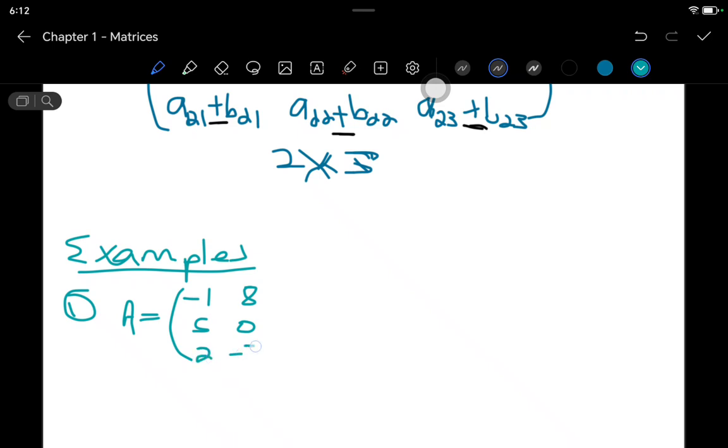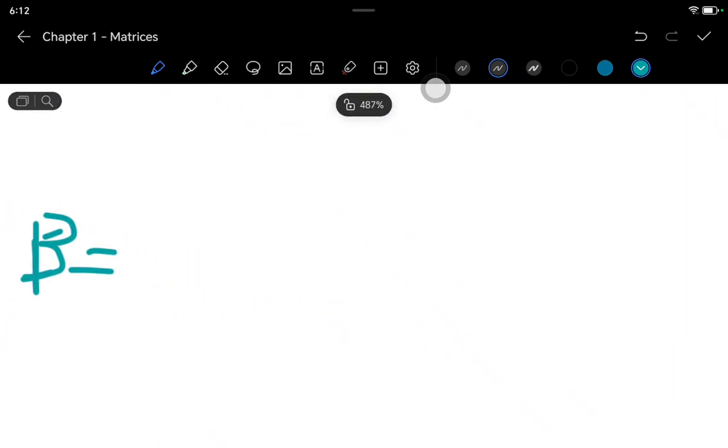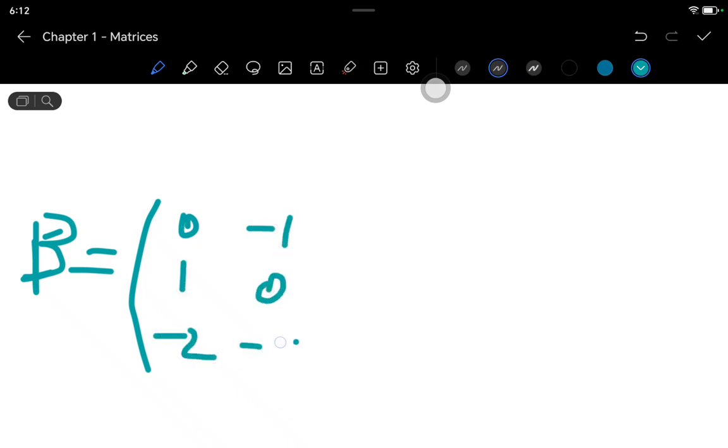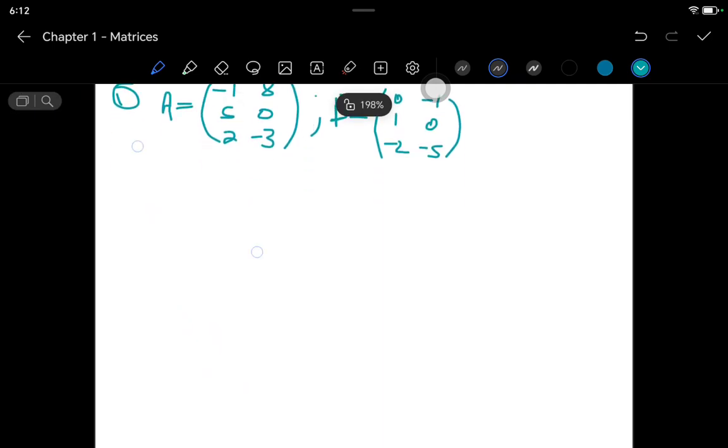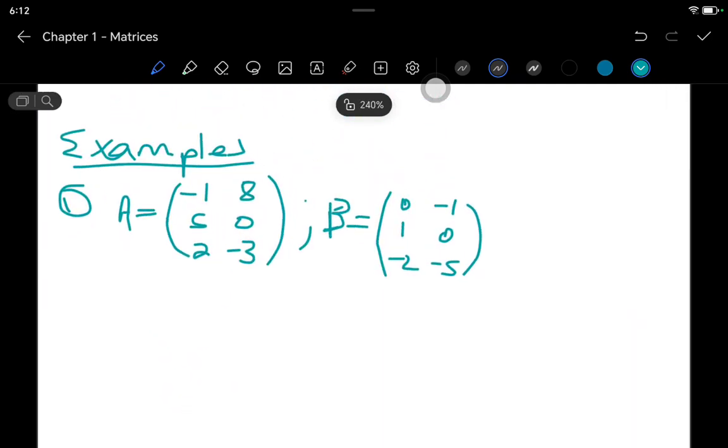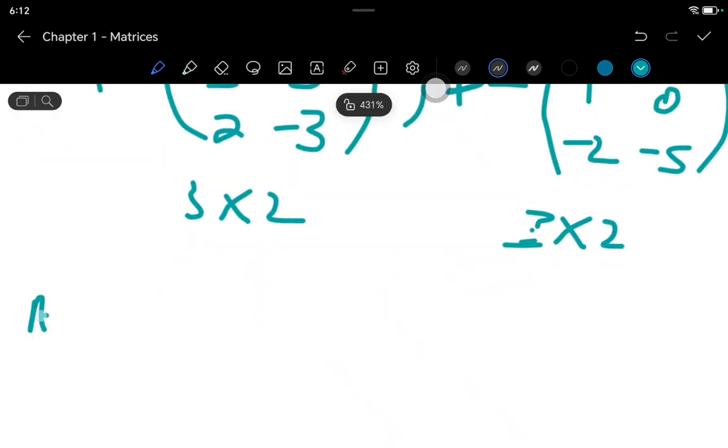We have 2, minus 3. And then B, for B we are given 1, 3, 4. Okay, let me make B to be this. Let's say 0, minus 1, 1, 0, minus 2, minus 5. You see right? If we check the order of A, this is 3 by 2, and also the order of B is 3 by 2. It means that I can be able to add these two matrices.